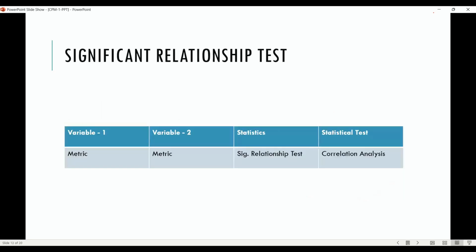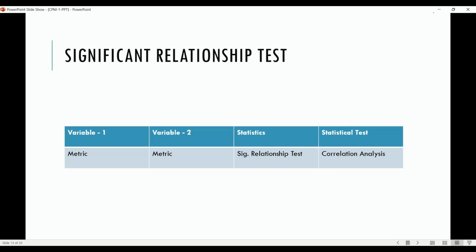Now I tell you why we cannot say there is significant relationship between smoking and cancer. When it comes to relationship, it could be both positive and negative, right? And it is for this reason we do correlation analysis. If both the data are metric only, at that point of time, we will be doing the significant relationship test using the statistical technique called correlation.